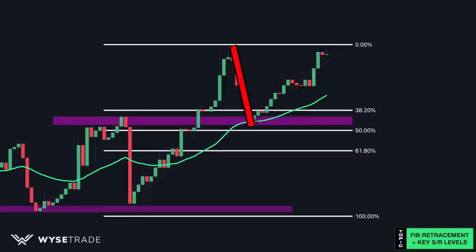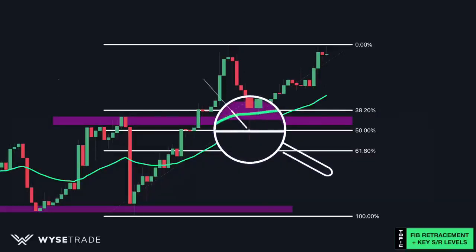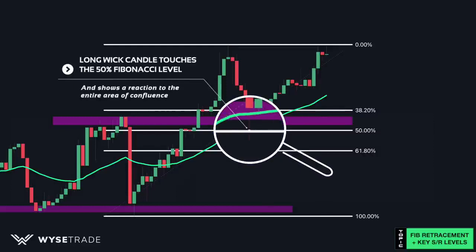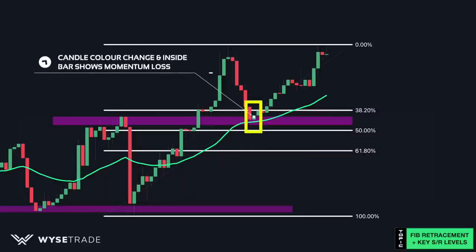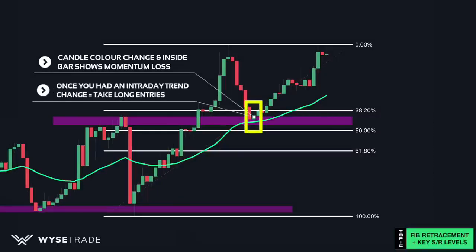Once price pulled back to the area, you had a long wick candle form right at the area of confluence, and with the wick touching the 50% fib level. You also had a candle color change and inside bar, which shows momentum loss. Once you had an intraday trend change confirmation, you would look for long entry points. Let's show this again.